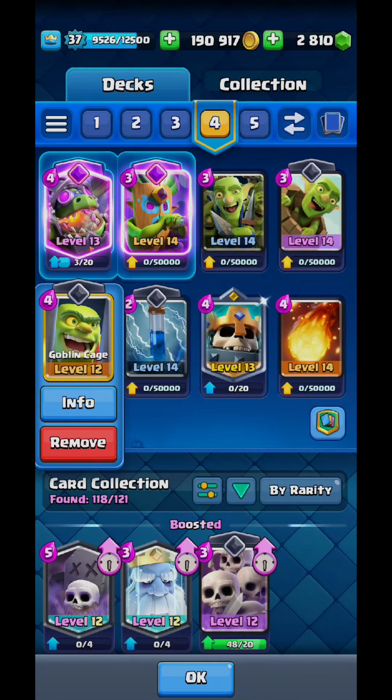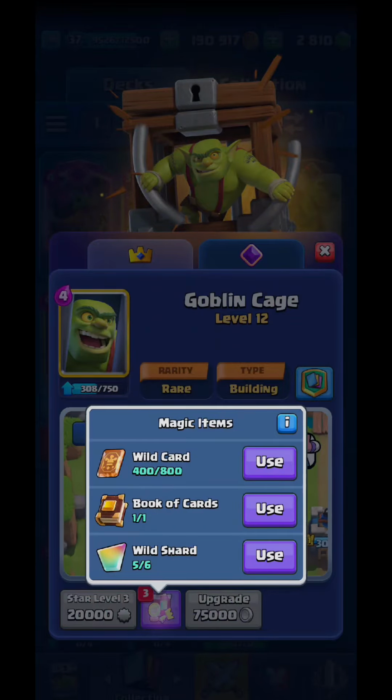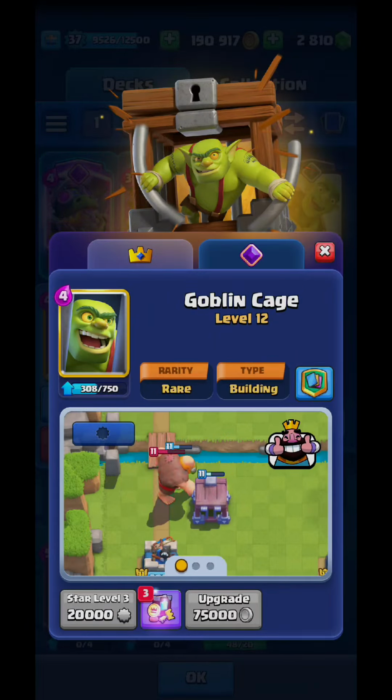Imagine the function's name is use magic items. Then you'll have multiple versions or overloads of that one name. If your card is rare, like my Goblin Cage here, it will only look at rare wild cards, as you can see here. Also, the Book of Cards rare and Evo Shards. If you have magic coins, it'll show, and it may even look at level depending on if you're level 14 and you need elite wild cards.